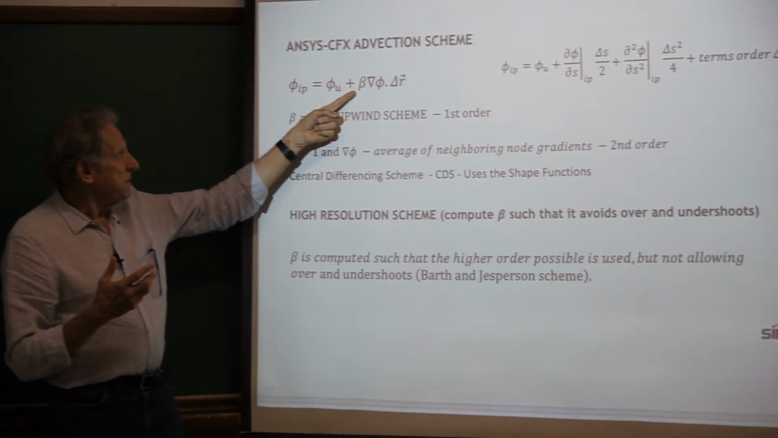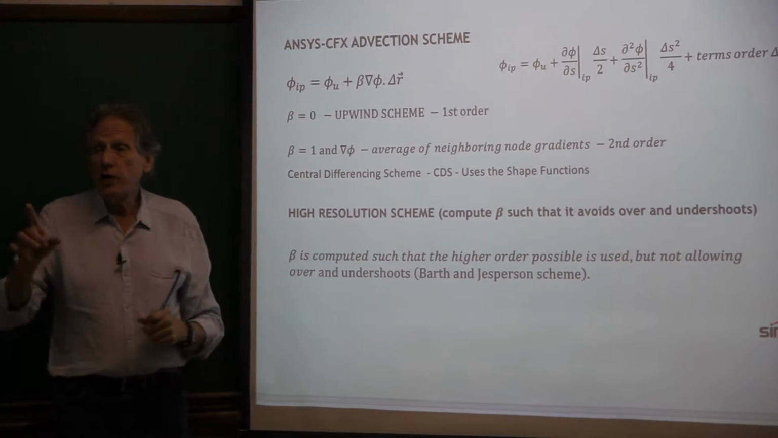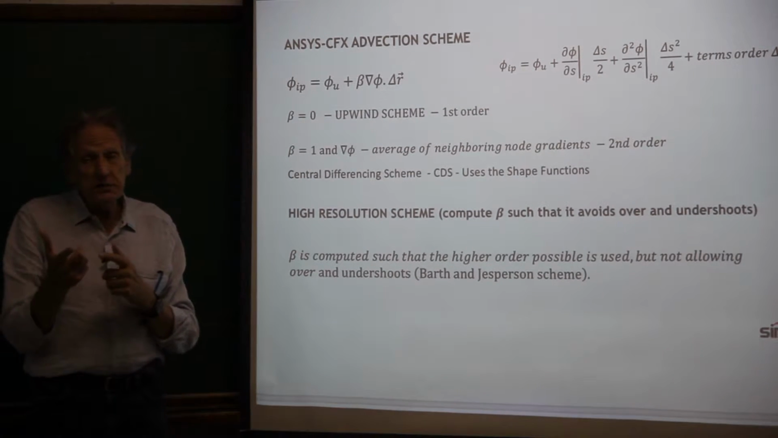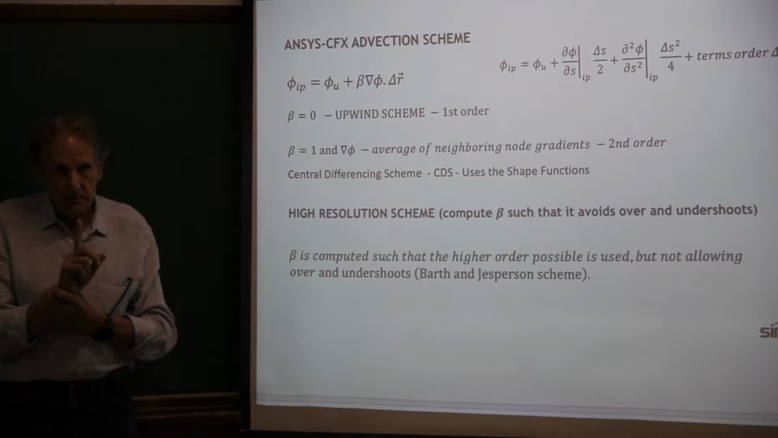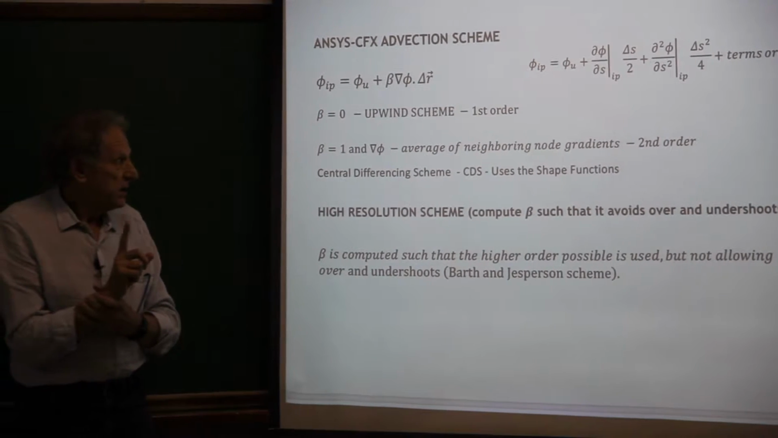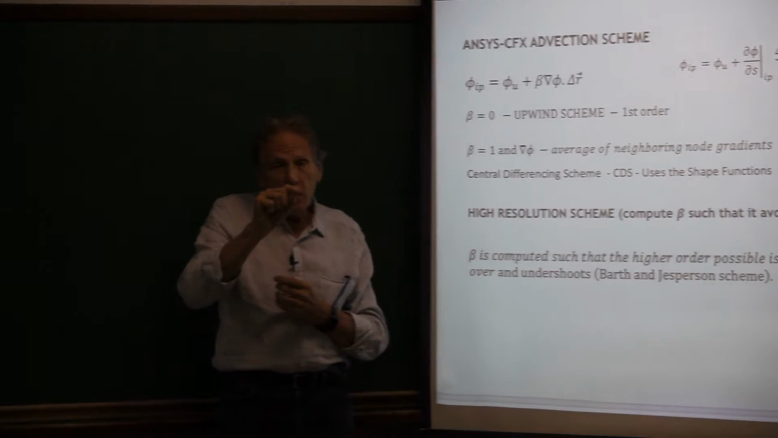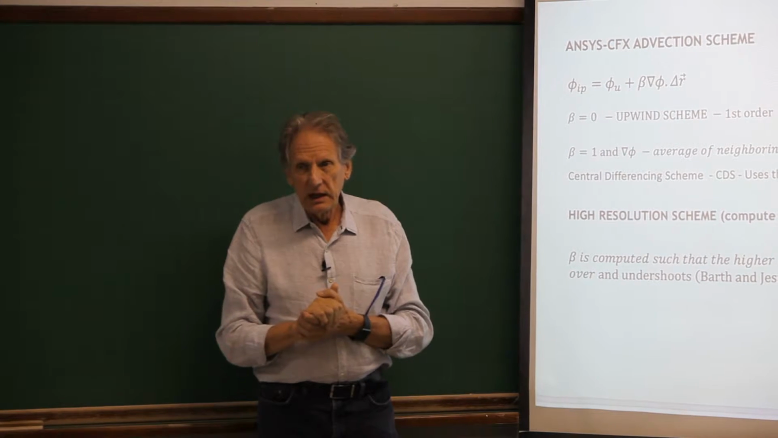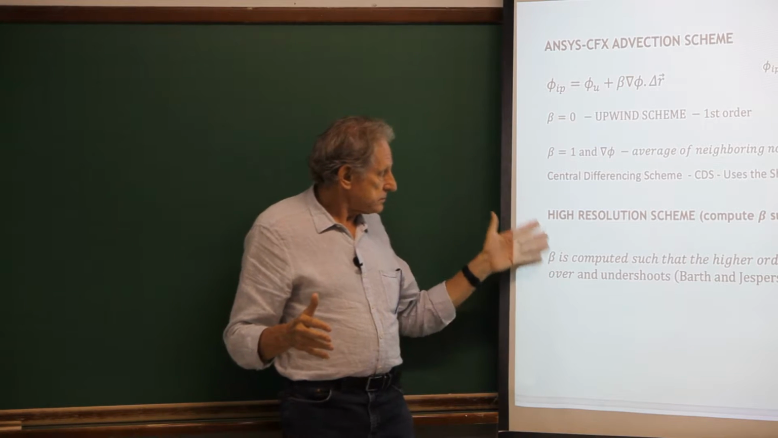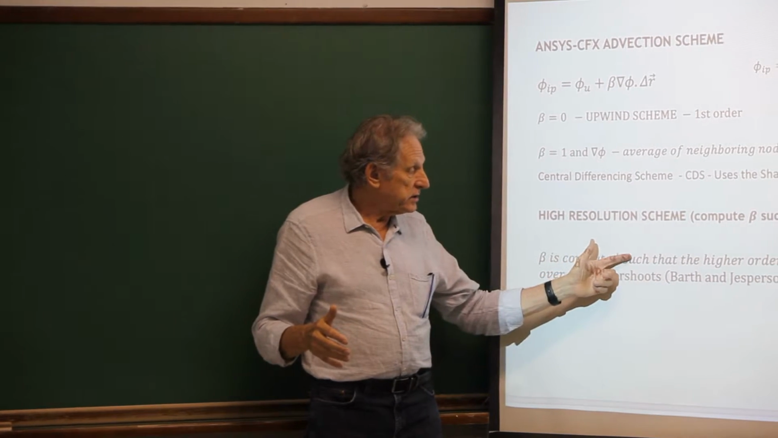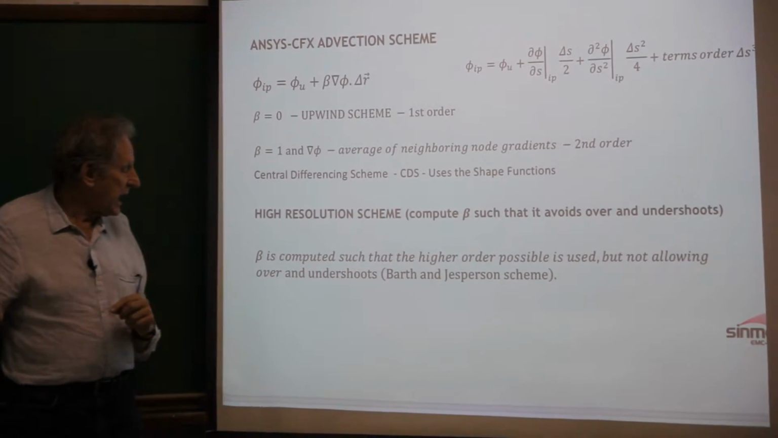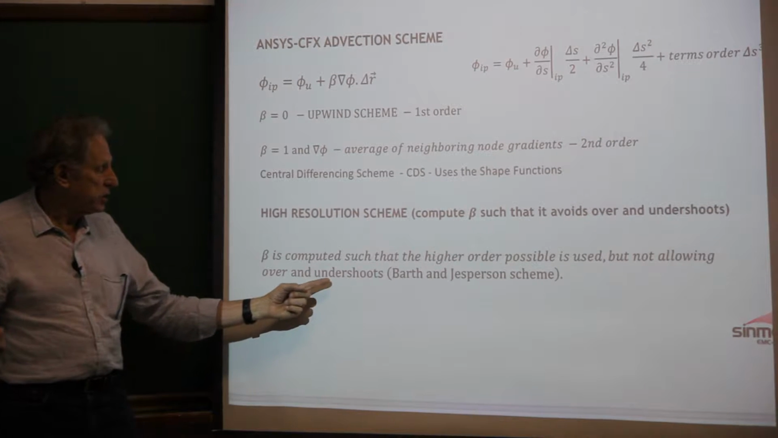But what's really important here is to have this coefficient as close as possible to 1, because then you have a second order, but also trying to avoid overshoots, undershoots. And then I'm not going to go into these details, but beta is computed such that the higher order possible is used, but not allowing over and undershoots.